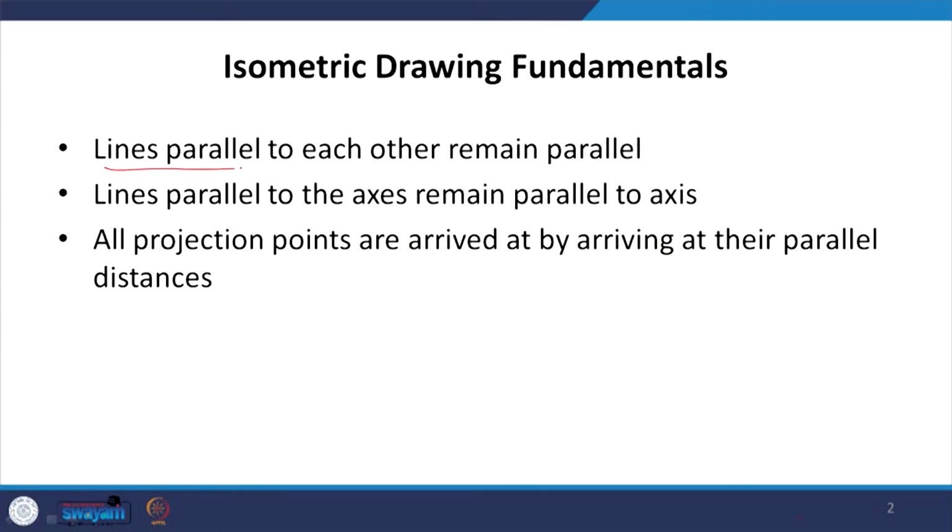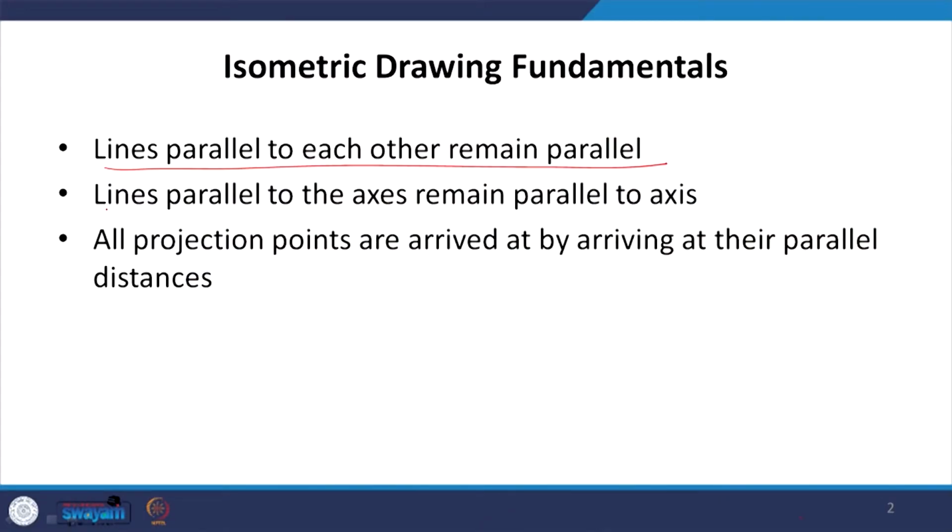First, a very clear rule: lines parallel to each other remain parallel, which is what we have seen. Any line which is parallel in the original object will remain parallel even in the isometric drawing. The second one is that lines which are parallel to an axis remain parallel to the axis. If a line is parallel to the x axis, it will remain parallel to the x axis in the isometric drawing. Similarly for the y axis and z axis.